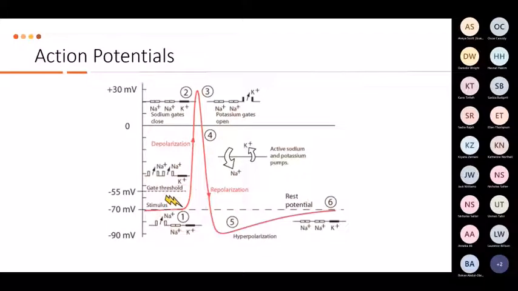So you get your sodium and potassium pumps switching them around, so it can slowly hyperpolarize and bring it back to rest. So you have most of your sodium outside the cell and more potassium inside your cell. And then the cell's ready again for the next action potential to go through.